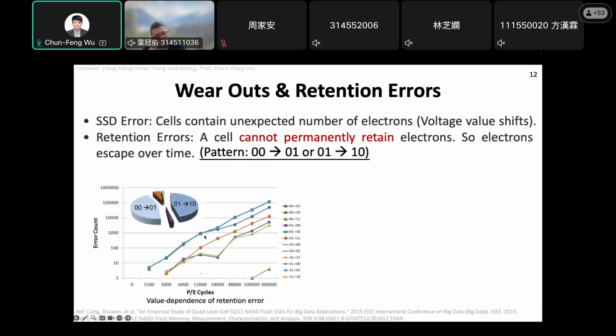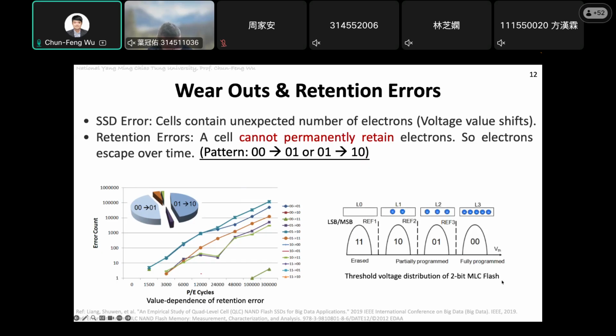Okay. When we dive in to see what the error pattern looks like, this pie chart shows you there are 2 different sources. One is from 0 1 becoming 0 0, and one is from 0 1 to 1 0. So what is the reason these 2 patterns face the highest error? This is the reason we say this one is 0 0, this one is 0 1, 1 0, and 1 1. So 0 0 means there are a lot of electrons inside the floating gate, and 0 1 means it is 3 over 4, right?